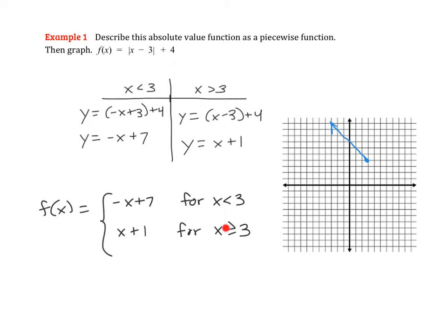And now to the right of 3, I'll start by plugging in 3. 3 plus 1 is 4, so back to our vertex. And then this part of our function has a slope of positive 1. So you can see that we get exactly what we would expect by splitting it up into a piecewise function.